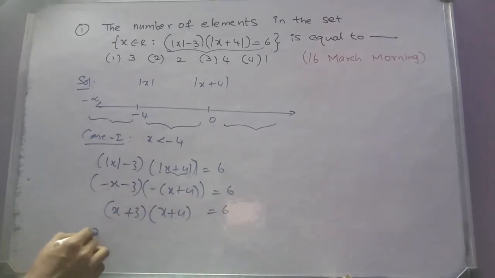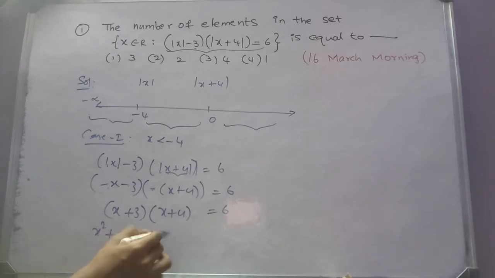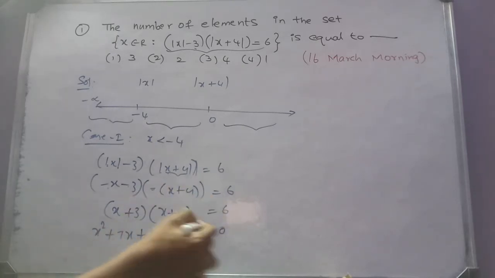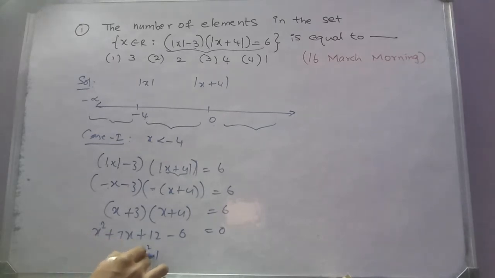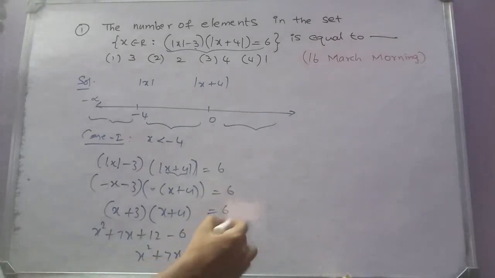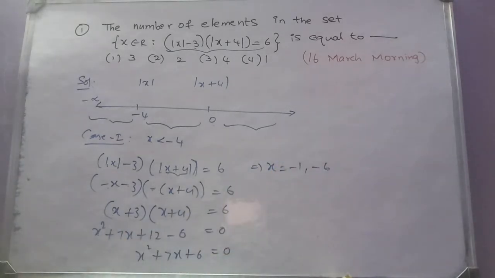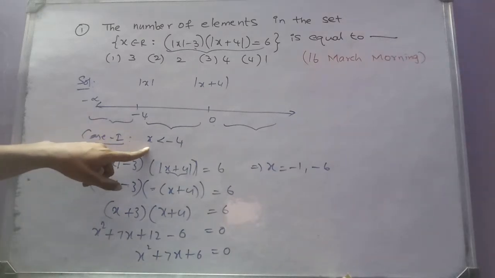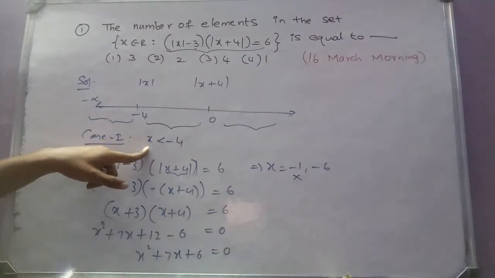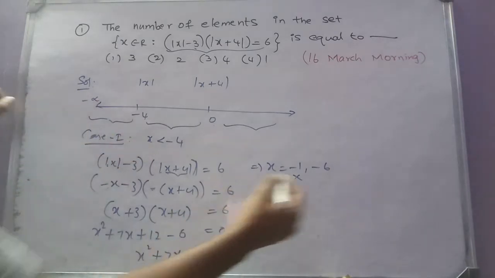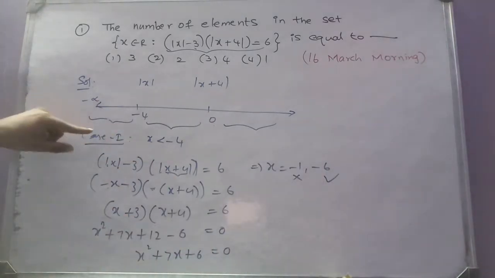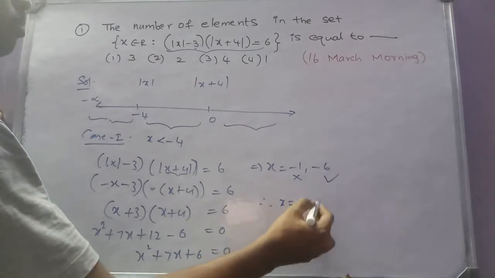So expand the LHS, you get x square plus 7x plus 12, and take 6 to the left side. So here we got a quadratic equation, x square plus 7x plus 6 equal to 0, whose roots are x is equal to minus 1, comma minus 6. But can I accept both the roots? Can I accept both the solutions? Once again, x must be less than minus 4. So x cannot be minus 1 because it is not less than minus 4. Therefore, the only possible accepted solution from case 1 is x is equal to minus 6.